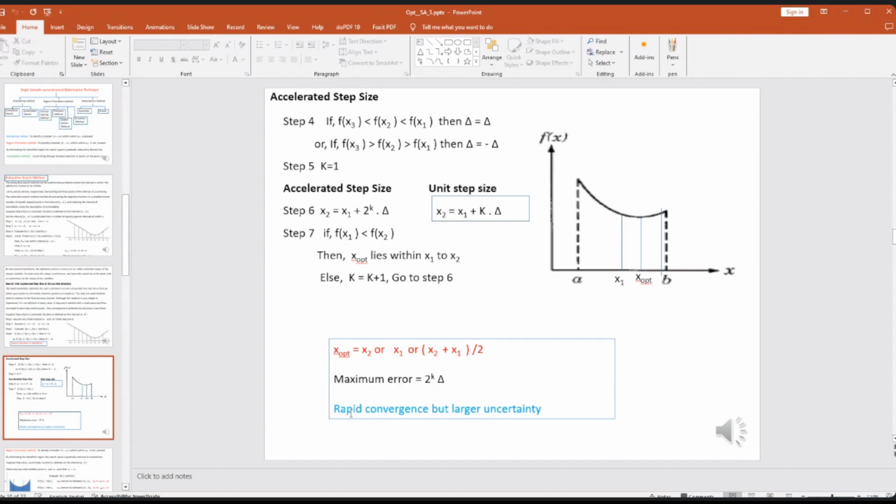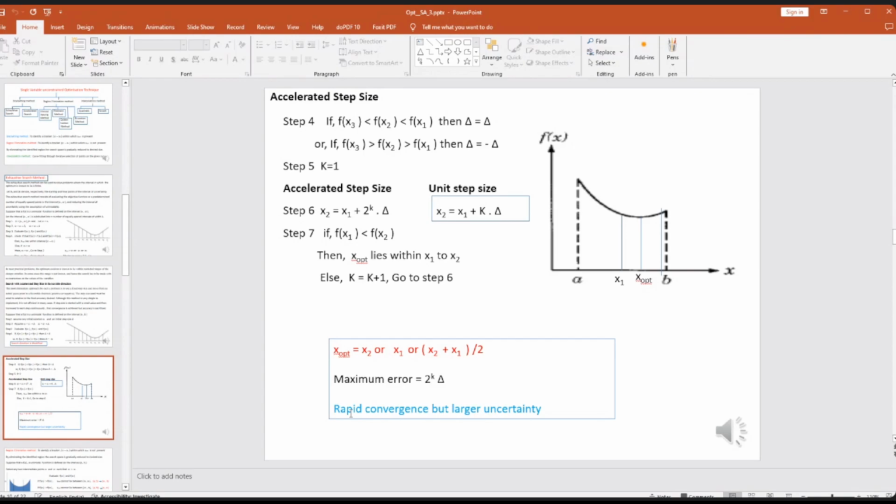Do you agree? Yes, sir. It will converge very fast, because the interval is very large, and will ultimately give you the interval within which your minima is lying. And what will be the accuracy obtained? It depends at what iteration level we have got. The maximum error possible is given by 2 to the power k into delta.